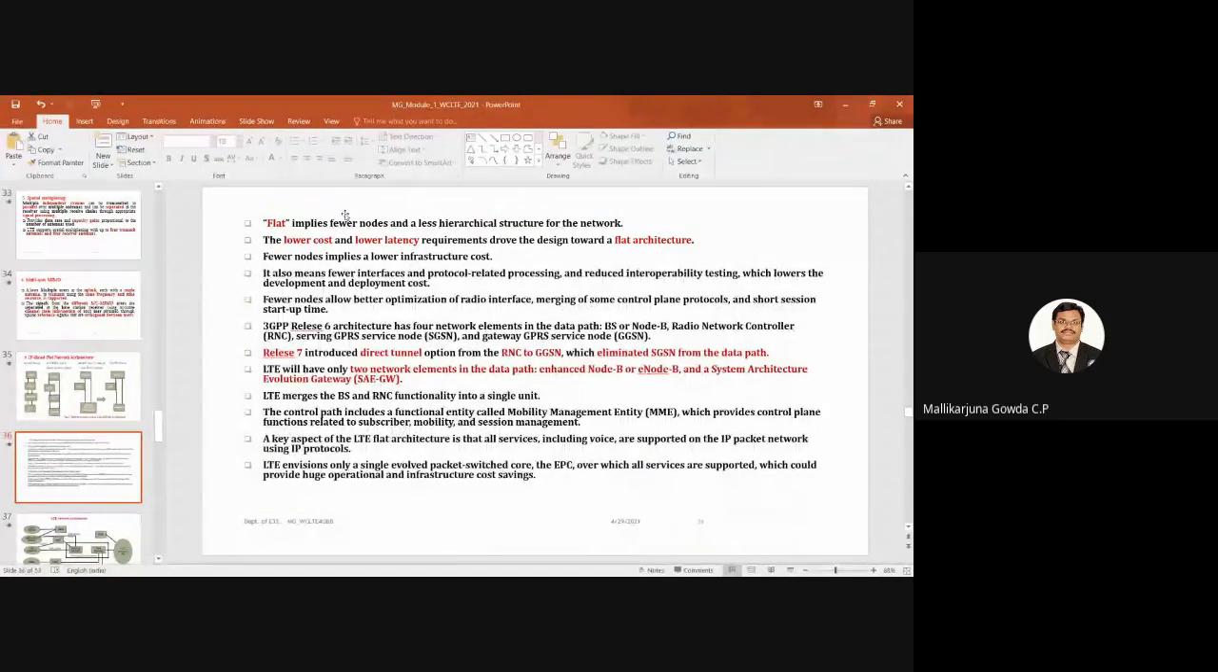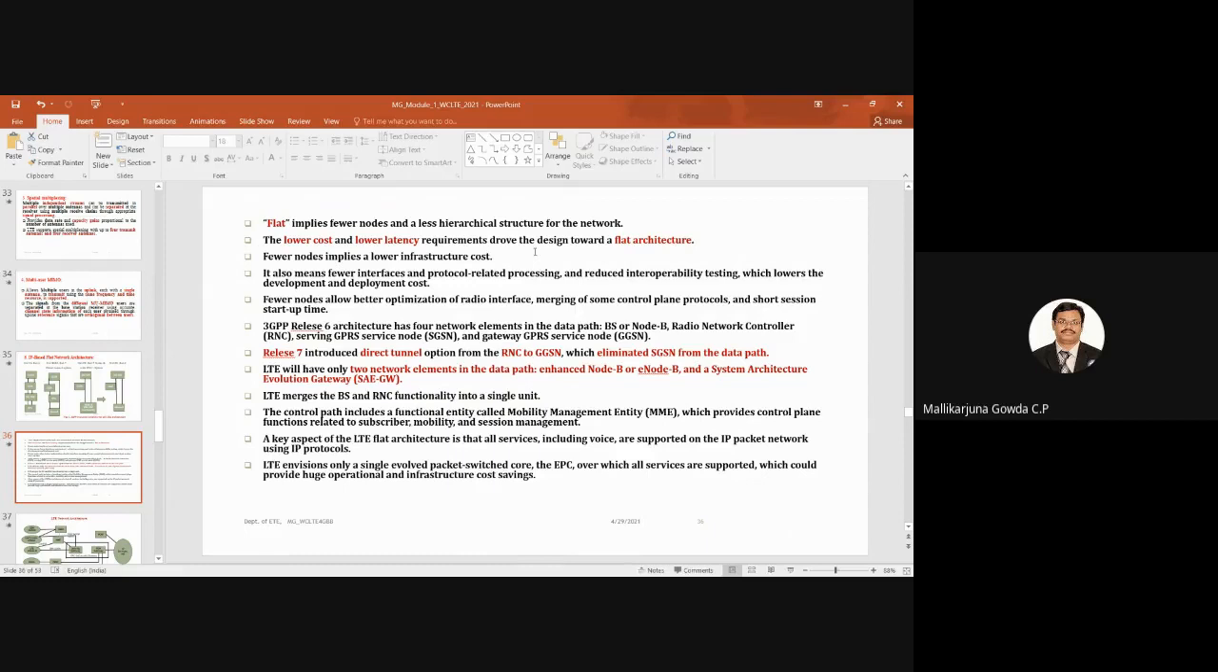Okay, so as I already said, the lower cost and lower latency requirement, right? When I was telling about the 4G requirement, it should be of low cost and low latency. To get these requirements, the design has moved towards the flat architecture. So what is that flat architecture? Few numbers of nodes and a less hierarchical structure for the network. That is the meaning of flat.